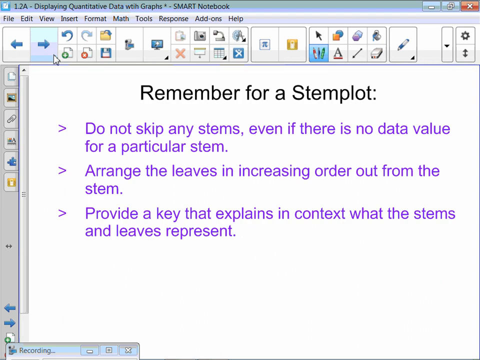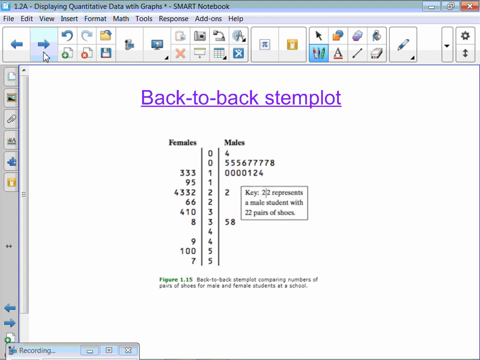So reminders, don't skip any stems, all right? Even if there's nothing in that category, don't skip anything. Arrange the leaves in increasing order from the stem and provide a key that explains the context, okay? This is called a back-to-back stem plot. You are allowed to do these. They work out well when you want to compare data. So this time we've got the female data and the male data.